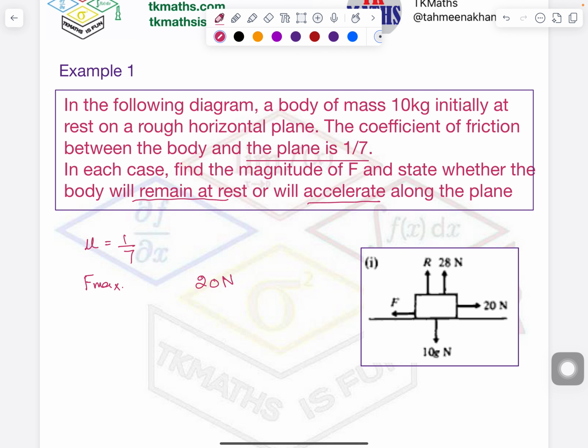If the maximum frictional force is less than 20, then the object will accelerate, of course, since there is less friction to resist it. But if it is equal to it, then we will say it is at rest and it is in limiting equilibrium. But if the maximum friction is greater than 20 Newton, then we will say the object is at rest.